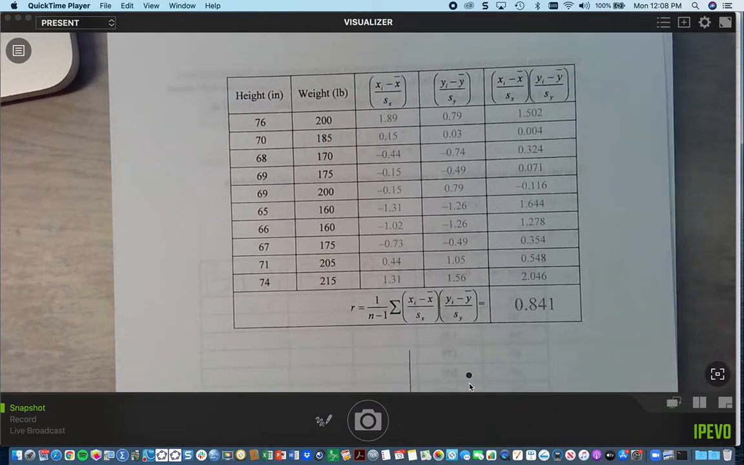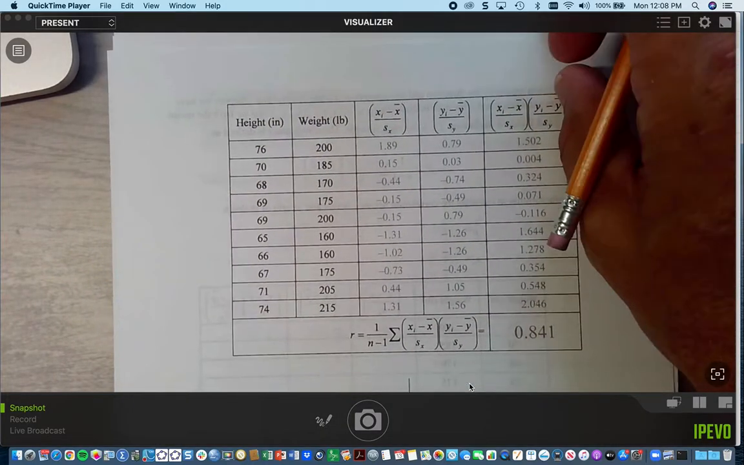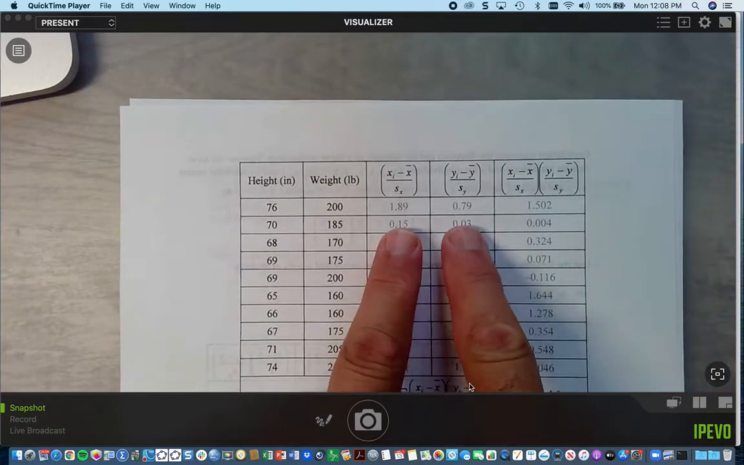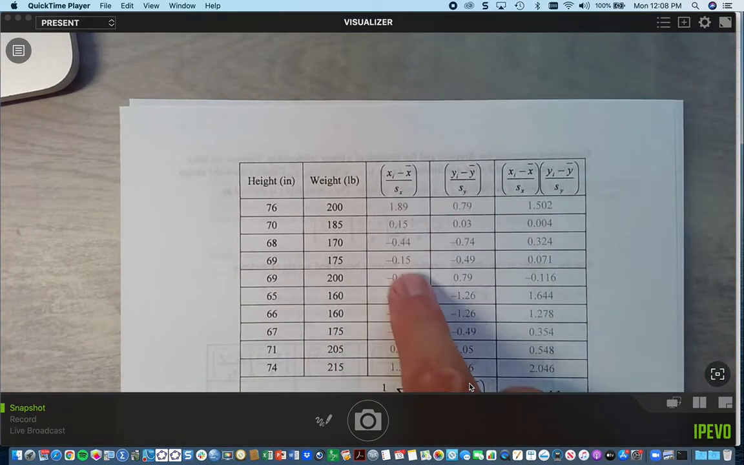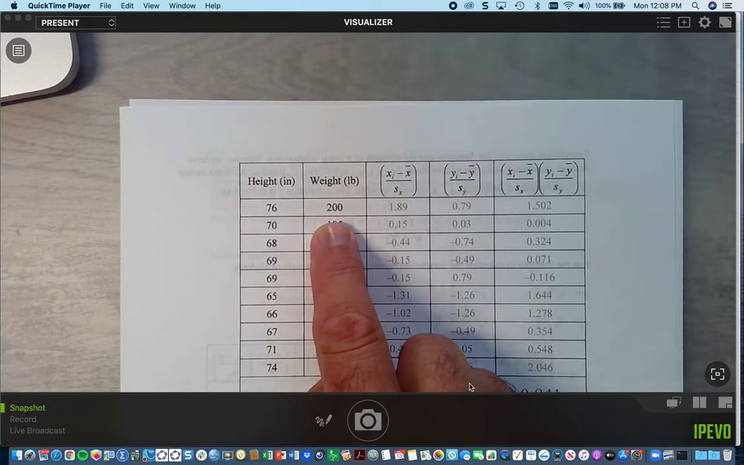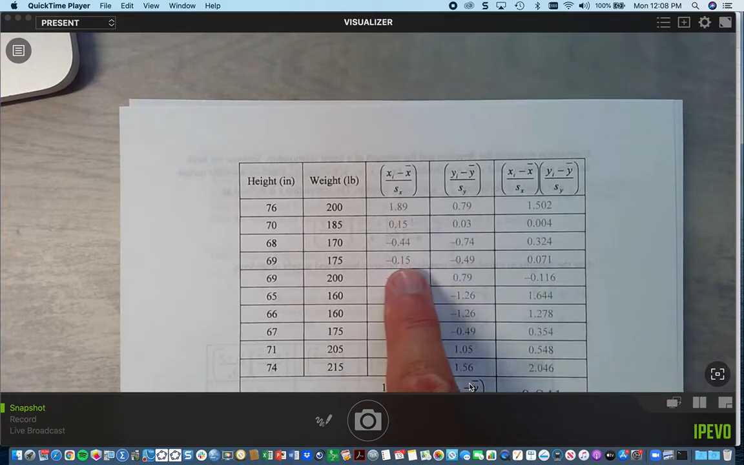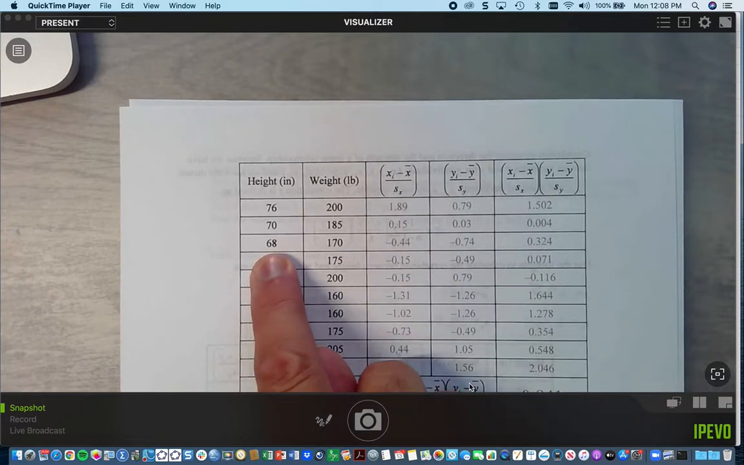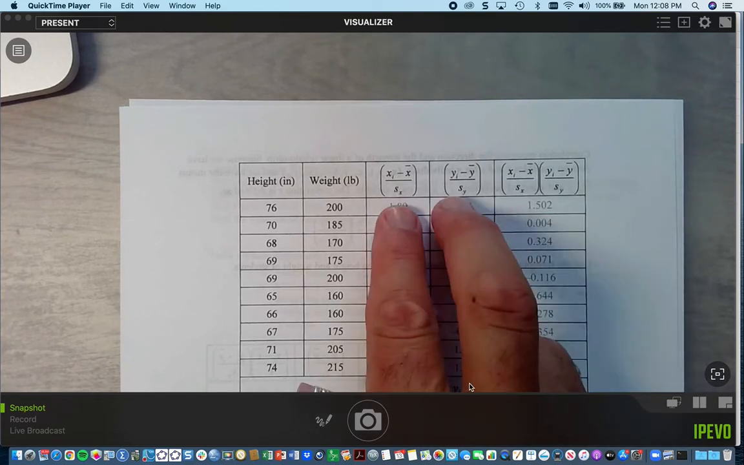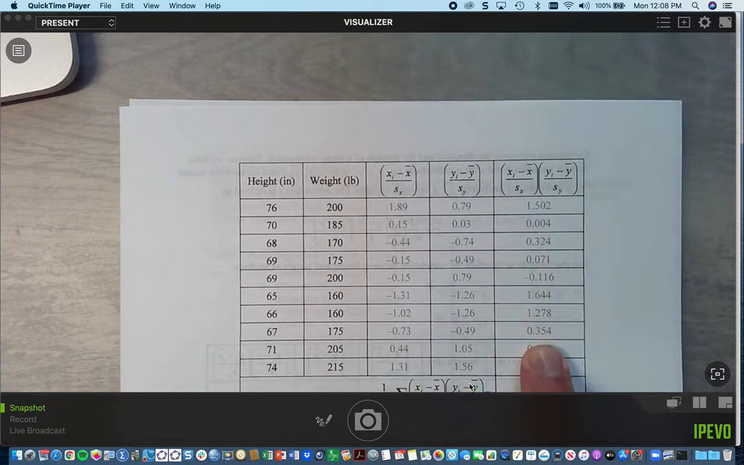And these are the values that we ended up coming up with. So notice that some of these values are positive, some of these values are negative. The ones that are positive are the ones that are above average for either height and or weight, and the ones that are negative are the ones that are below average for height and weight. Okay, and then you'll notice that we multiply these together. Sometimes we get a positive product and sometimes we get a negative product.